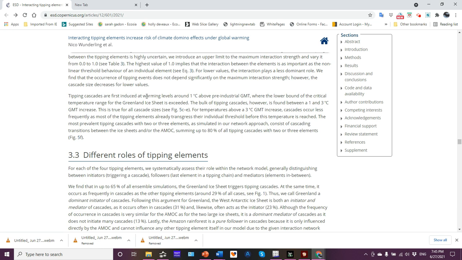Tipping cascades are first induced at warming levels around 1 C above pre-industrial, where the lower bound of the critical temperature range for the Greenland ice sheet is exceeded. The bulk of tipping cascades, however, is found between a 1 and 3 degrees global mean temperature increase. This is true for all cascade sizes. For temperatures above 3 C, cascades occur less frequently as most of the tipping elements already transgressed. So basically it already happened at 1 to 3, so 3 to 5 or greater, it already took place.